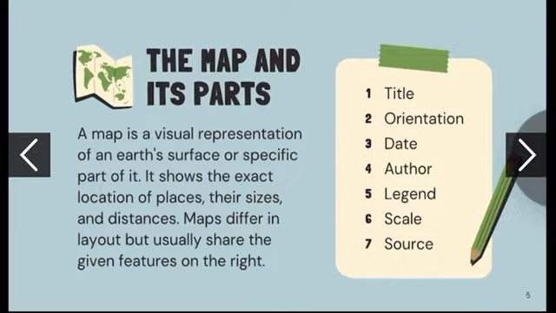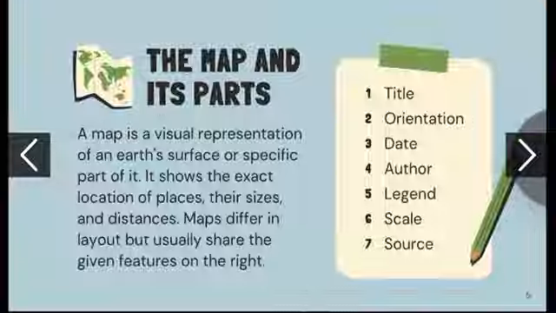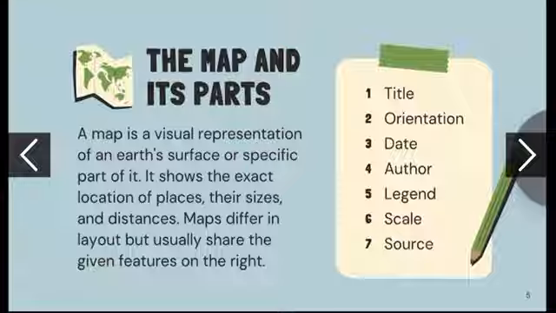Moving right to the first part, which is the map and its parts. What is a map to you? Well, I would say a map is a visual representation of Earth's surface. It shows the location, size, and distance. Most maps include parts such as the title, date, scale, orientation, legend, author, and source.